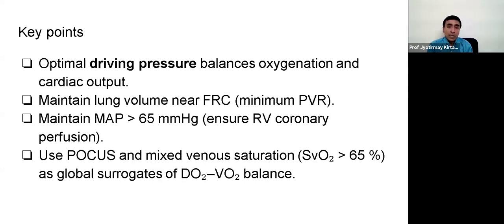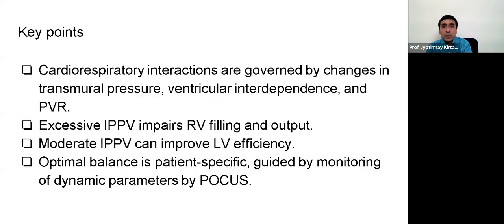So maintain the MAP more than 65 to ensure RV coronary perfusion, and focus on mixed venous oxygen saturation as a global surrogate of your oxygen flux delivery and your DO2 and VO2 balance. So, by the transmural pressure, ventricular interdependence and the pulmonary vascular resistance.